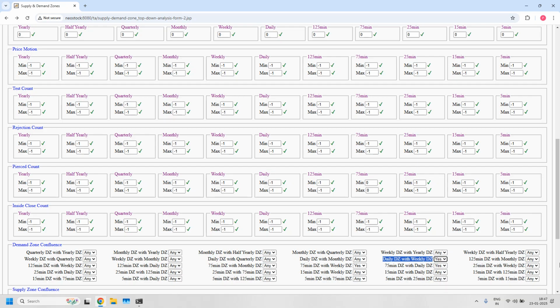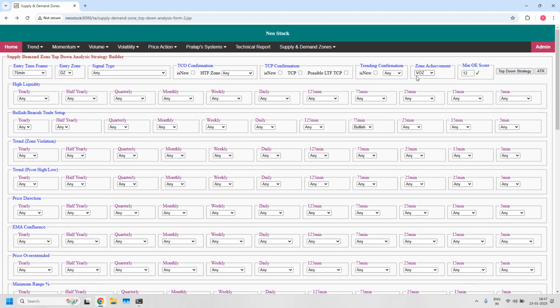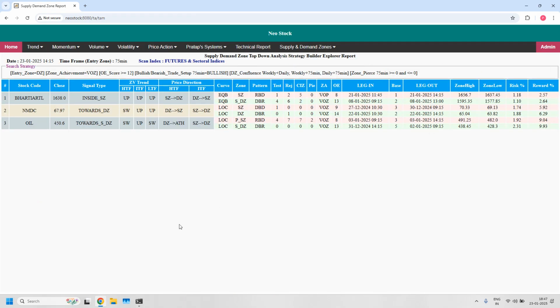With all the 3 filters, LTF, ITF, HTF demand zone confluence. And we also should set zone achievement VOZ. Sorry, we already set, right? Yeah, let's filter. So we got 3 stocks. In these 3 stocks, these daily demand zones are part of the weekly, both together part of the monthly. See here, demand zone confluence, we are looking for weekly daily, weekly 75 minutes and daily 75 minutes. All the 3 zones together. That means 75 is part of the daily, both together part of the weekly.